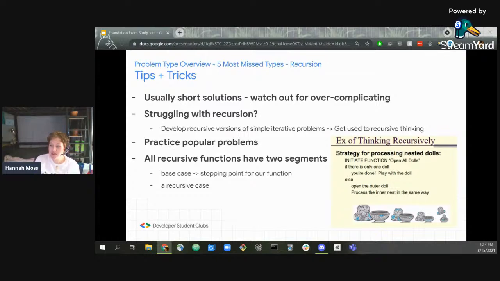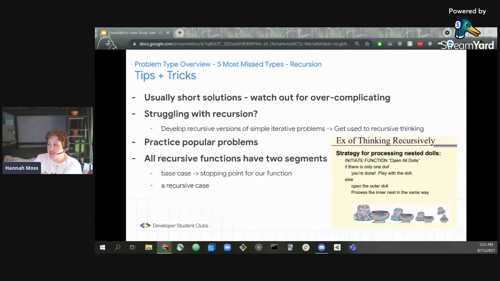Next, a really helpful tip, just like backtracking, you want to practice some popular problems. These can include problems such as Towers of Hanoi, Fibonacci, factorial, flood fill, and many more. Lastly, keep in mind a basic structure of recursive functions. So in general, we have two segments, a base case, which is the stopping point for our function. And without a base case, we can get stuck in an infinite loop. So make sure we have it. And our recursive case, where you are usually manipulating the input in some way and then passing it to your function again. So here's a little visual, an example of thinking recursively.